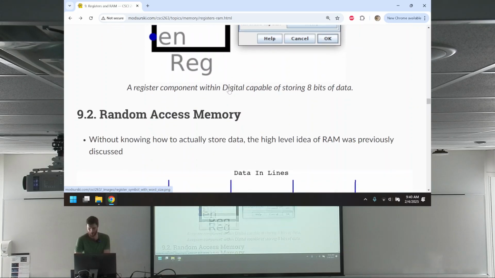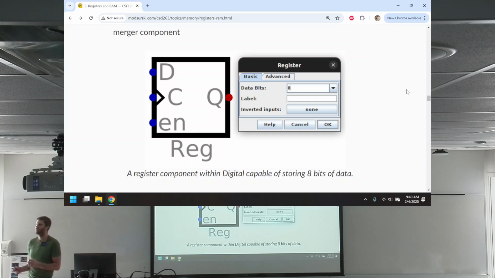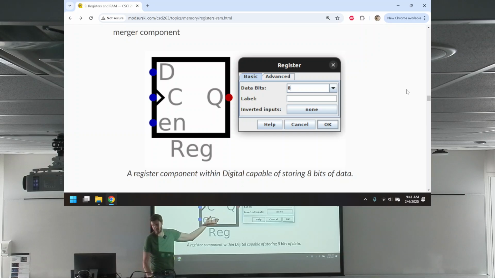Now, what's nice about the register is you can go in and say you're going to actually store 8 bits of information. So we can have one register store not just 1 bit, but 8 bits, or more if we really wanted. You could scale this to, I imagine there's some limit inside of Digital. I'm not sure what it is. But I can actually have this store, instead of 1 bit, 8, which is nice.